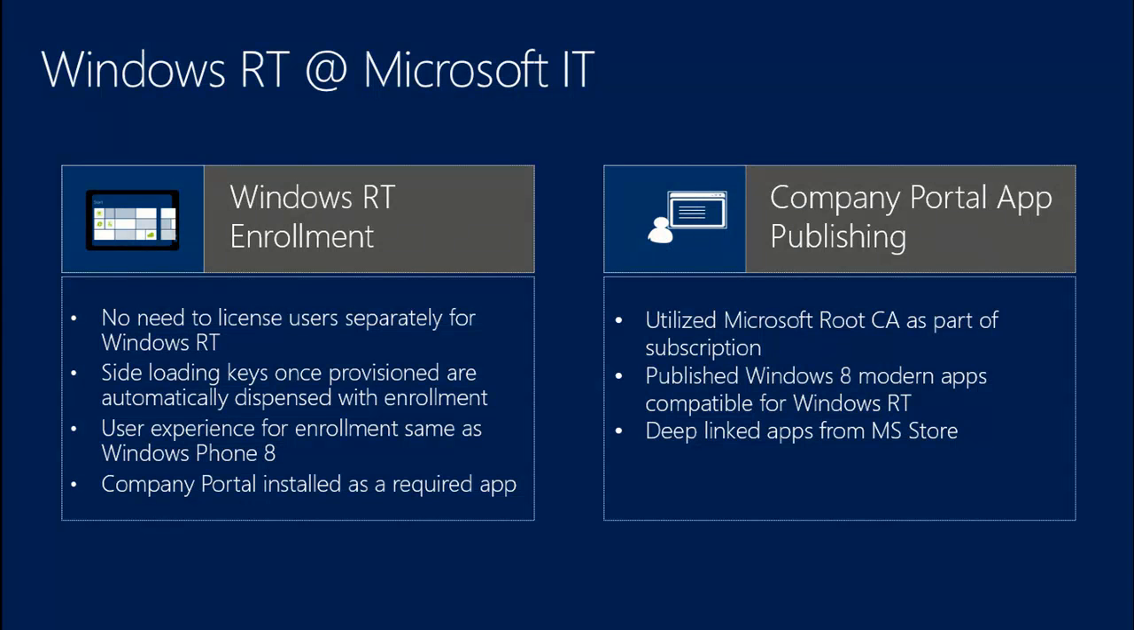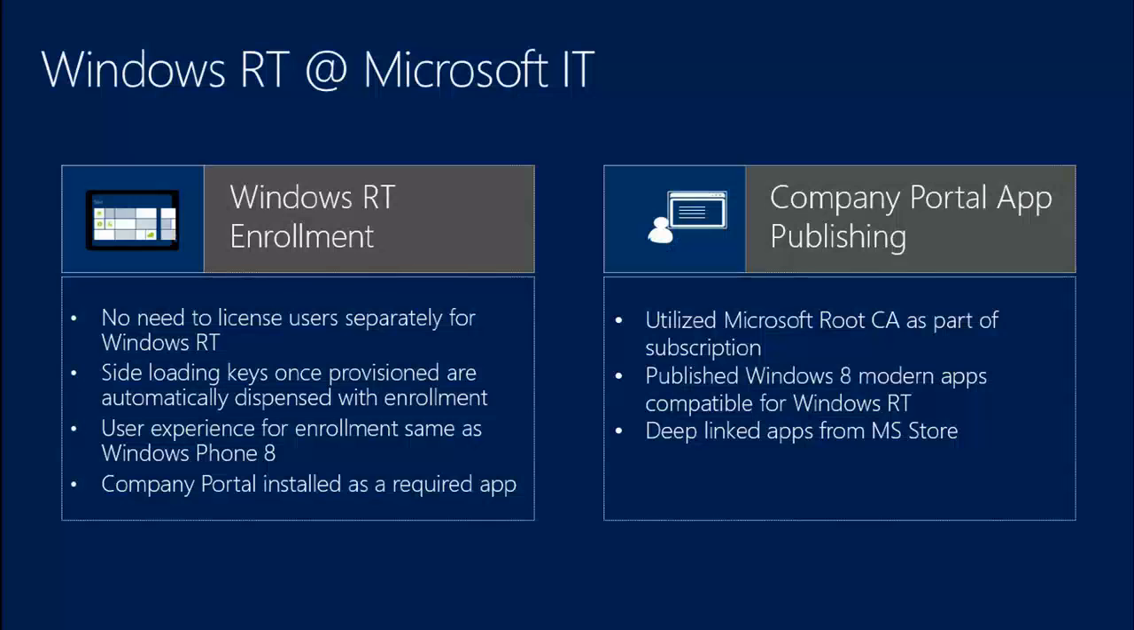What happens when you unenroll and re-enroll the device? That's the one catch. When you're testing, each time you unenroll and re-enroll an RT device, it grabs a new side-loading key. So don't be unenrolling and re-enrolling repeatedly for testing purposes, because you're using up the side-loading key licenses that you're purchasing.